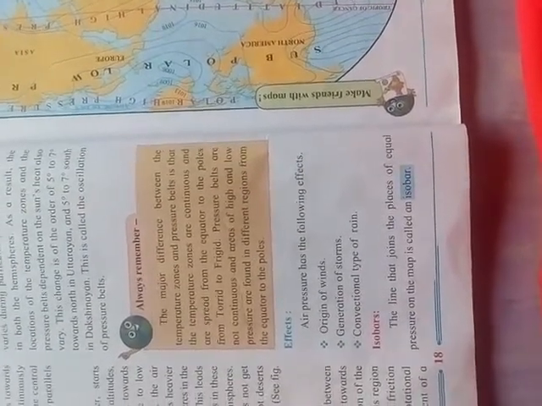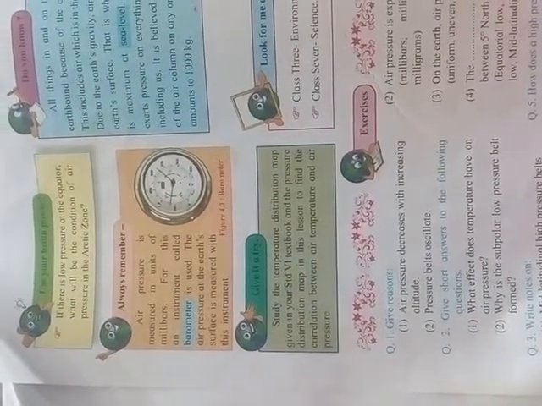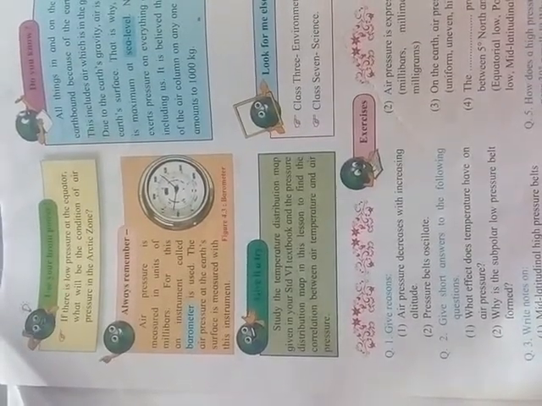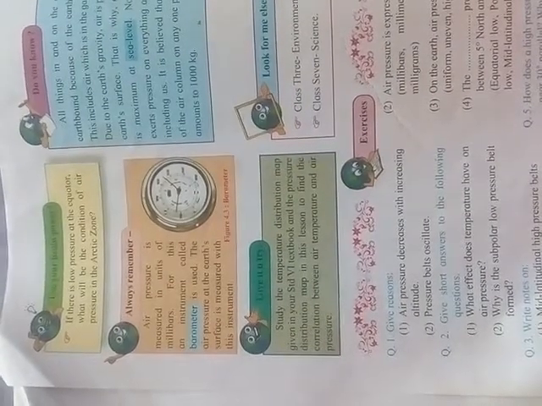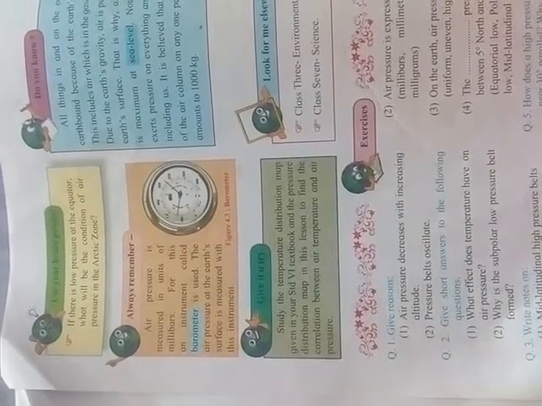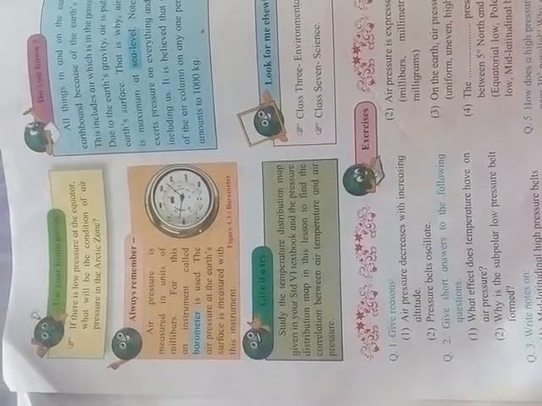Next is the isobar. The line that joins places of equal pressure on a map is called an isobar. Air pressure is measured in the unit of millibar. For this, an instrument called a barometer is used. Air pressure at the earth's surface is measured with this barometer.